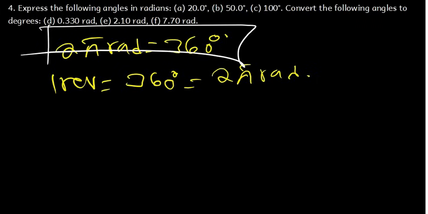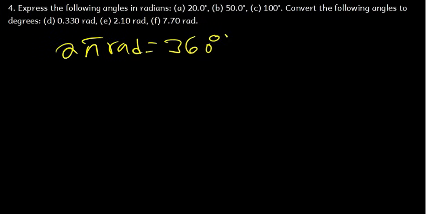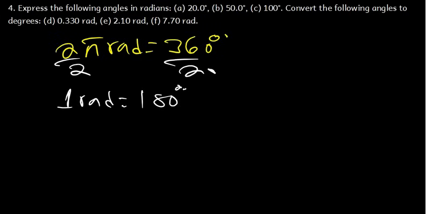Now, if I'm trying to convert the radians, I can divide both sides by 2. I can see that in pi radians, we're going to have 180 degrees. Meaning that, if I have got 20 degrees, I want to convert this into what?